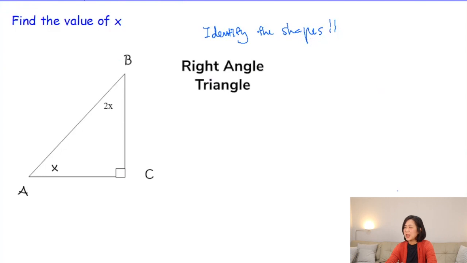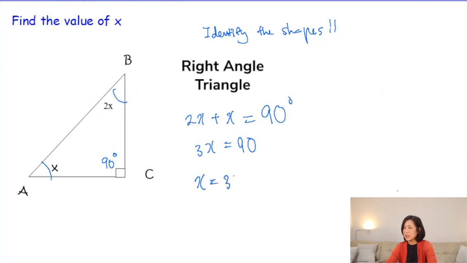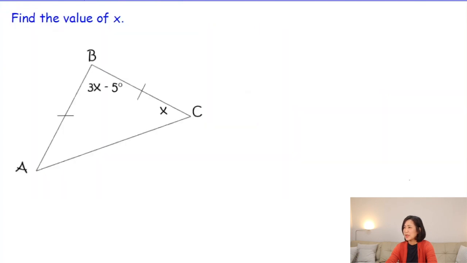The main characteristic of a right angle triangle is that we've got a 90 degree angle, and the other two angles add up to 90. That's why we can come up with the equation 2x plus x is 90, because the angles in a triangle add up to 180. So 3x equals 90, then x is 30. This is a very basic question, right? So let's try another one.